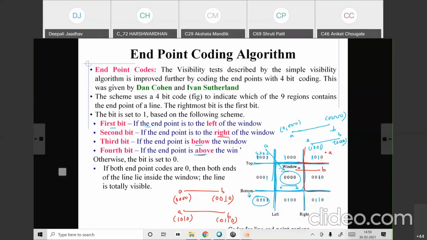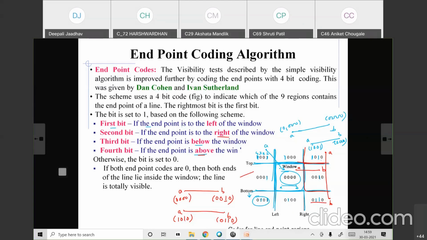And what is point B? Second and third being 1 means right and below. Right and below means this one. So B is here somewhere. So this is the line. What is it? It is entirely outside the window. It is totally invisible. So using this code window, a 4-bit code is given to each endpoint.